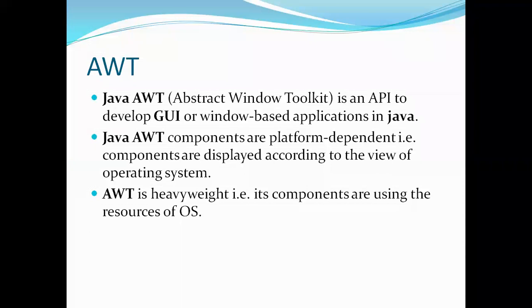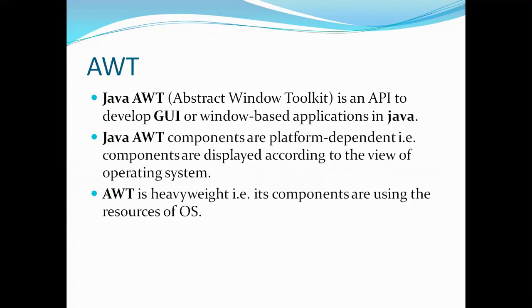this AWT. Now this graphical user interface will contain some components like buttons, text area and so on. So all these are called components, and these components are actually platform dependent. So if you are developing using AWT, it means that all the components of the graphical user interface will be based on the operating system only. Means for different operating systems the view will be different. And AWT is called heavyweight because its components use the resources of the operating system.